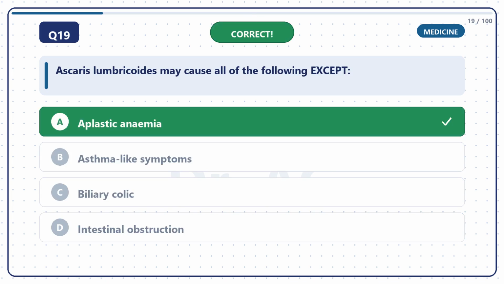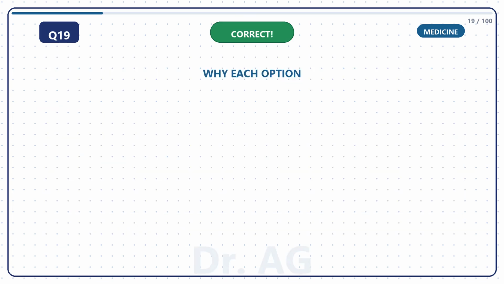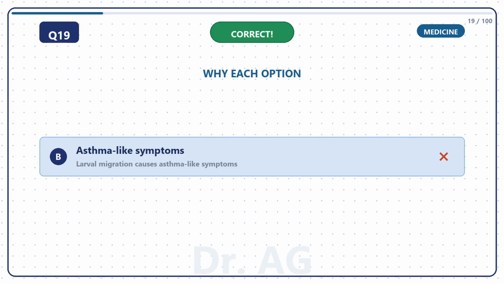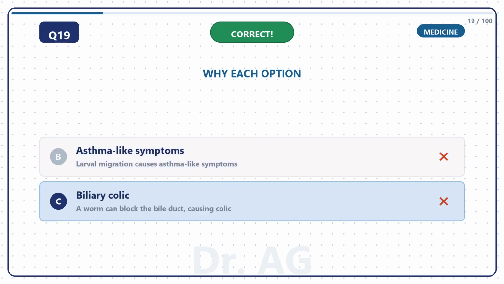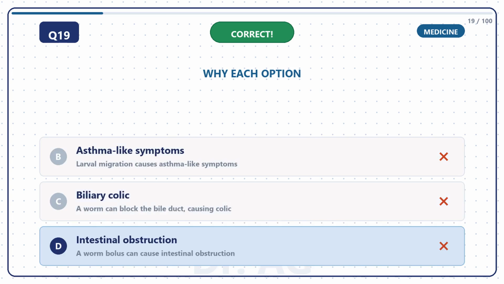The correct answer is option A, aplastic anemia. Let's go through the options. Asthma-like symptoms. Larval migration causes asthma-like symptoms. Biliary colic. A worm can block the bile duct, causing colic. Intestinal obstruction. A worm bolus can cause intestinal obstruction.